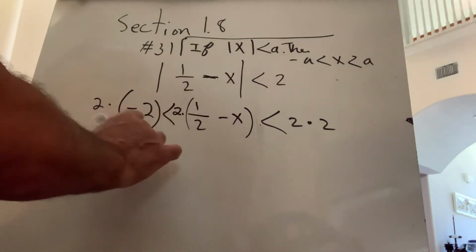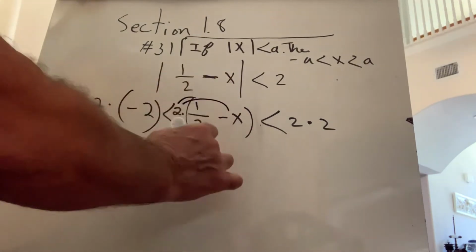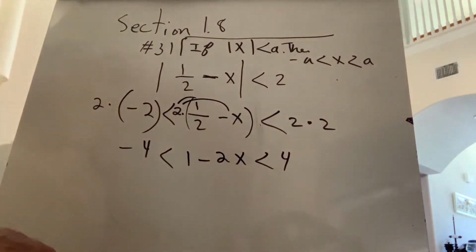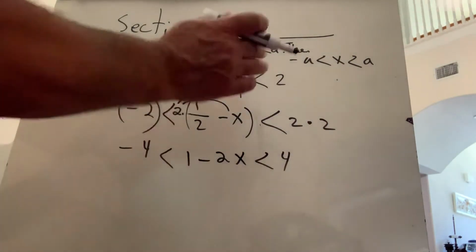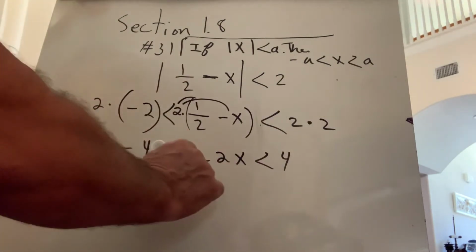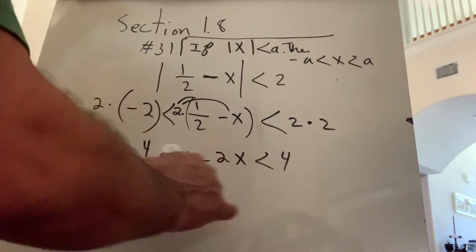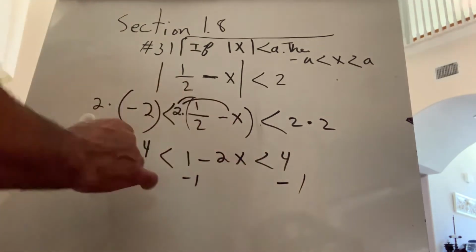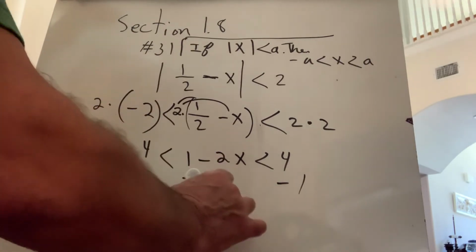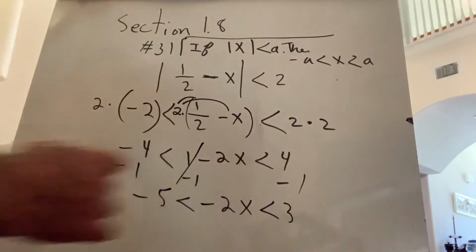So this becomes negative 4. 2 times 1/2 becomes 1, and 2 times negative x becomes negative 2x, and 2 times 2 is 4. This is a little bit easier to deal with, but again, you did have the option of just subtracting 1/2 from every part. Now we're going to remove the 1, because to solve a three-part inequality, you have to have x by itself in the middle. That becomes negative 5, less than negative 2x, less than 3. So this is where we are.